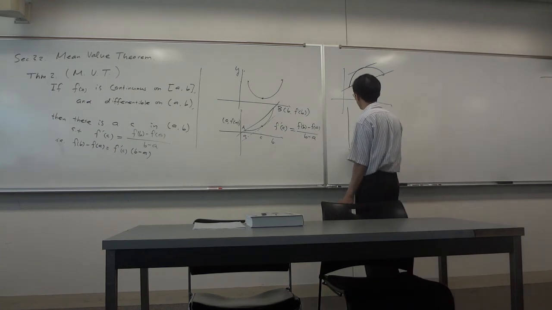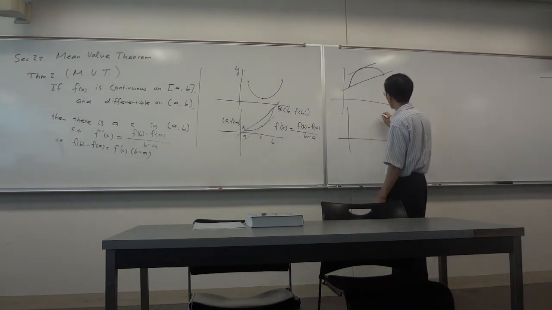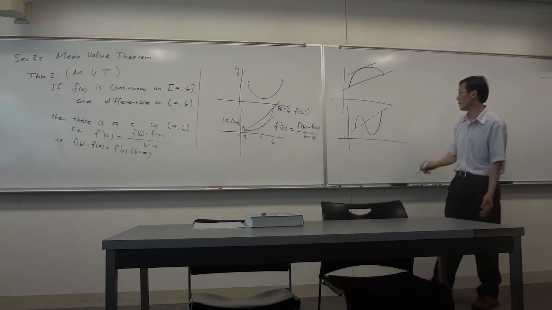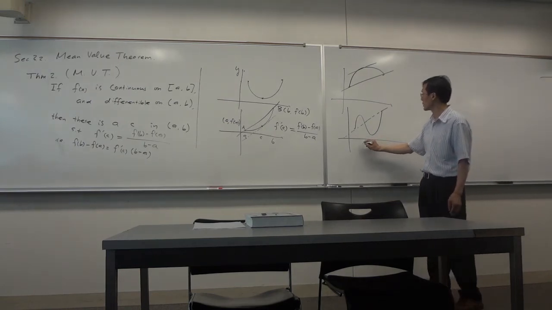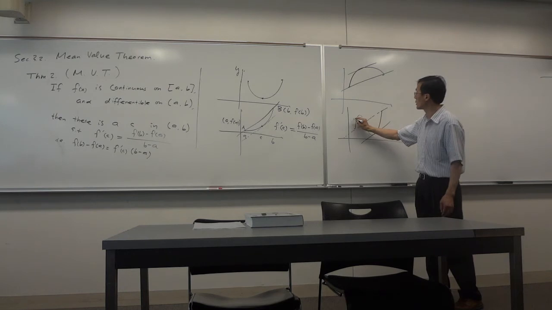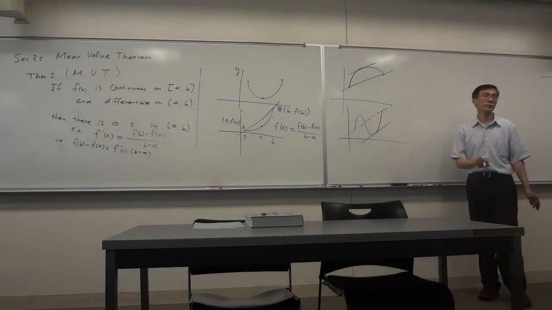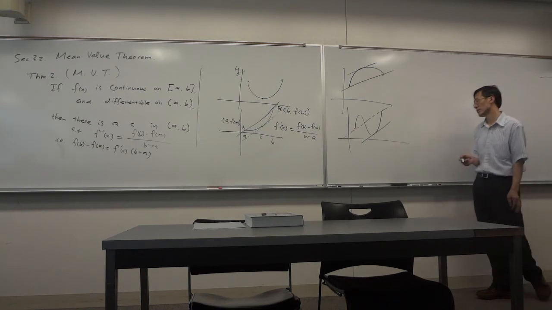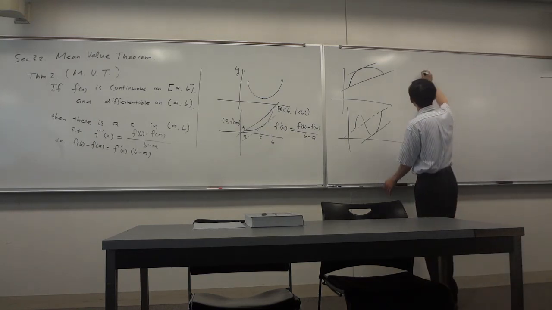You can even draw a picture that goes up and down, with a and b, something like this. And the conclusion is still true, right? This is the secant line, and you get even two solutions for c, 1 and 2. It seems like it's always true. Let's look at an example.